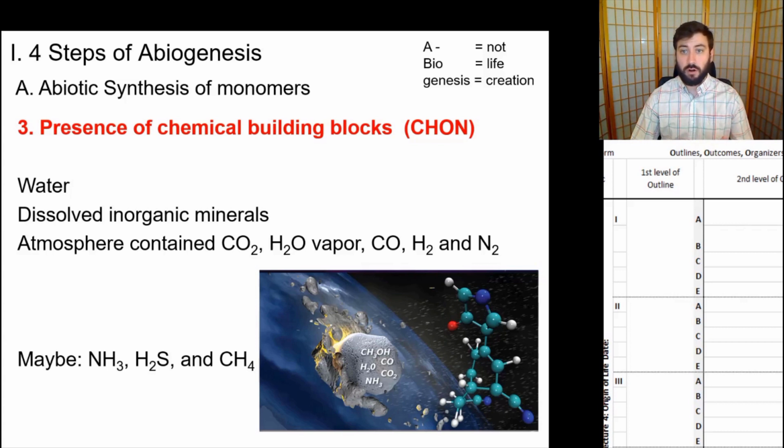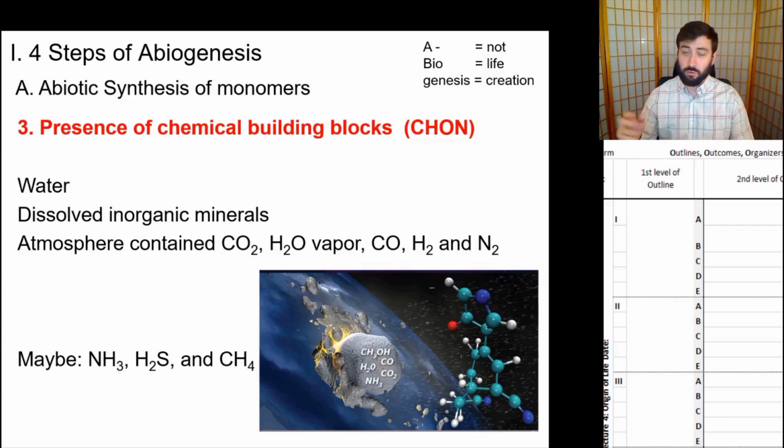We could get water and dissolved organic minerals. Of course, the atmosphere contained a lot of that: a lot of carbon dioxide and water and carbon monoxide, as well as hydrogen and nitrogen gas. So it's very plausible there was ammonia, hydrogen sulfide, and methane that was actually delivered to Earth via comets. That's one of the prevalent theories, that a lot of these initial building blocks were brought to us by comets.